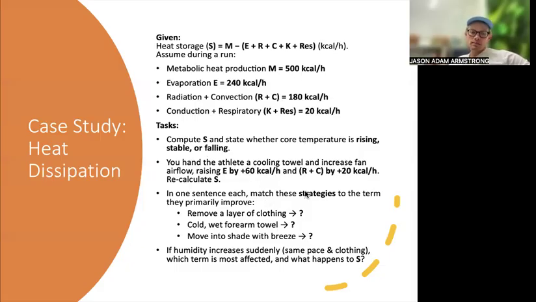Then in one sentence, match each of these strategies to the term they primarily improve above. So if you remove a layer of clothing, right, am I associating that with which one of these? Okay. If I add a cold, wet forearm towel, which one of these? If I move into the shade with a breeze, which one of these is most affected? If the humidity increases suddenly, which term then is most affected and what happens to S?